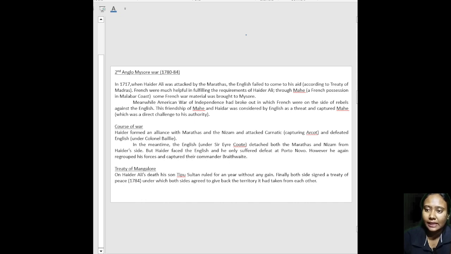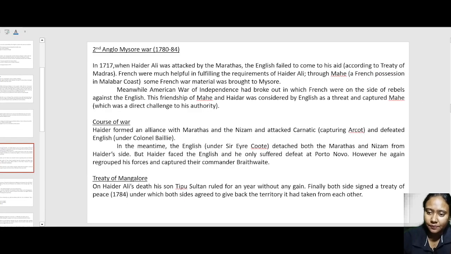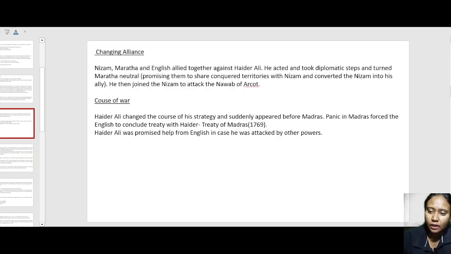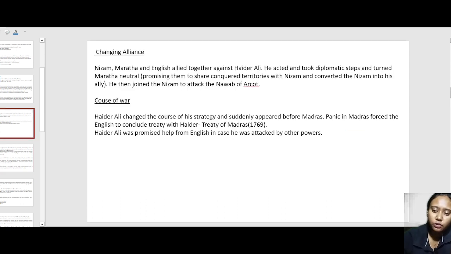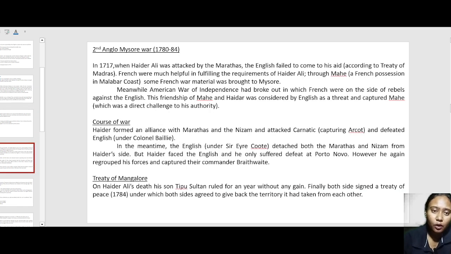So, without wasting any time, let's get started with the new portion, that is the Second Anglo-Mysore War, and a quick revision of the First Anglo-Mysore War. The First Anglo-Mysore War ended with the Treaty of Madras, which says that Hyder Ali will be promised help from the English in case he was attacked by other powers. So, the Second Anglo-Mysore War started with this pretext only.